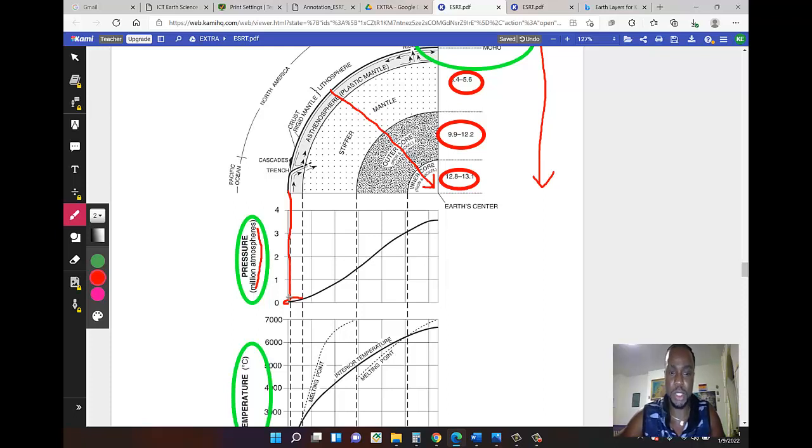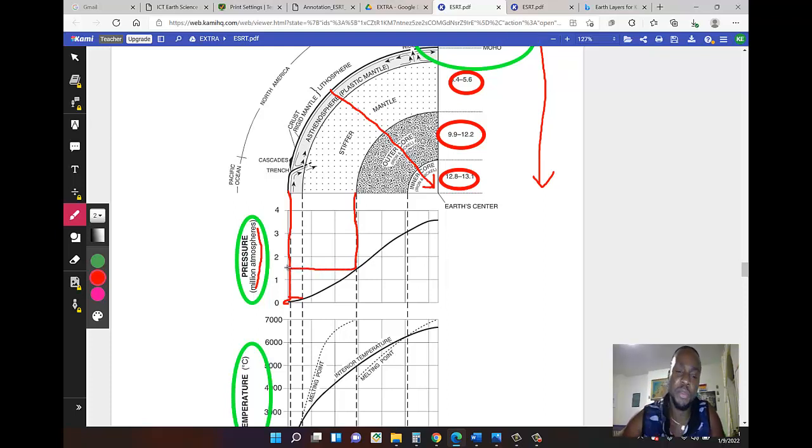0.1 or 0.2, yeah, I definitely would take that. So pressure is increasing. Then as you get to the lower boundary of the mantle, between the mantle and the core, you see that pressure has definitely increased now to something around, take a guess.